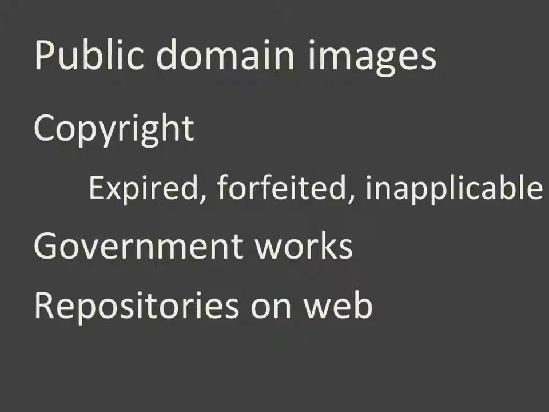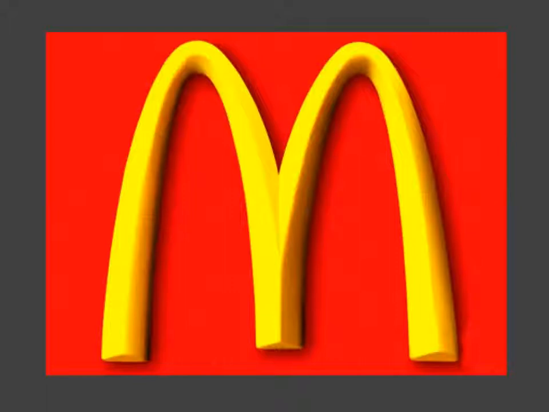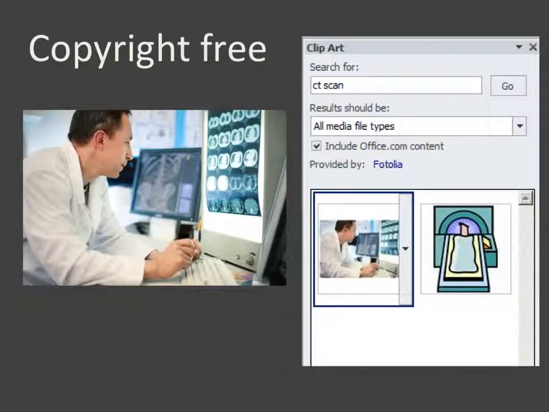And there's a bunch of repositories on the web that you can find if you just Google them. Just because an image is instantly recognizable doesn't make it public domain. The Golden Arches of McDonald's is still copyrighted. Many software programs, such as those in Microsoft Office, contain a large amount of clip art, which you can use freely, that is copyright free. You just search for photographs. I'm looking here for CT scan, for example, and several images come up.